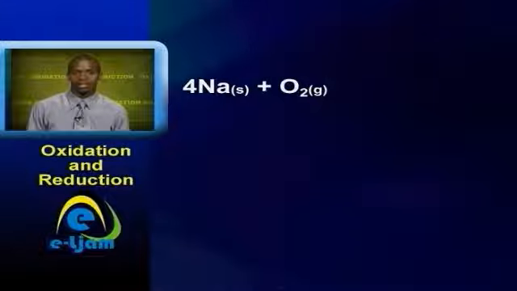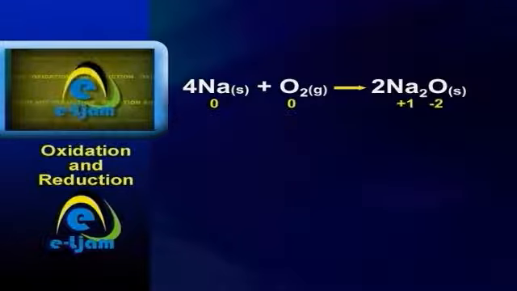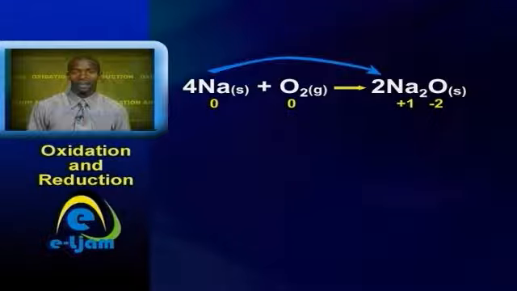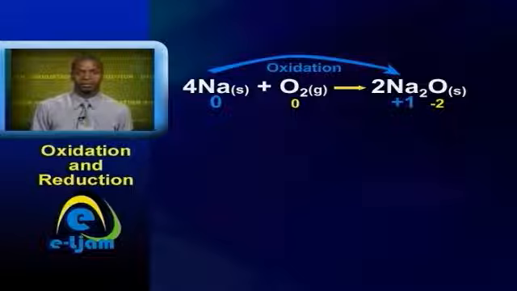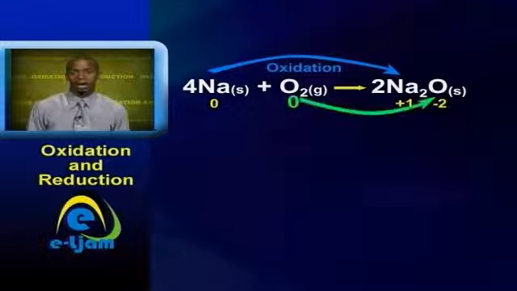Sodium plus oxygen to give sodium oxide. Sodium gained oxygen by losing electrons to oxygen, resulting in an increase in the oxidation state of sodium from 0 to +1. Therefore, oxidation has occurred. The resulting electron gain by oxygen has decreased its oxidation state from 0 to -2, so oxygen was reduced. The reaction is therefore a redox reaction.